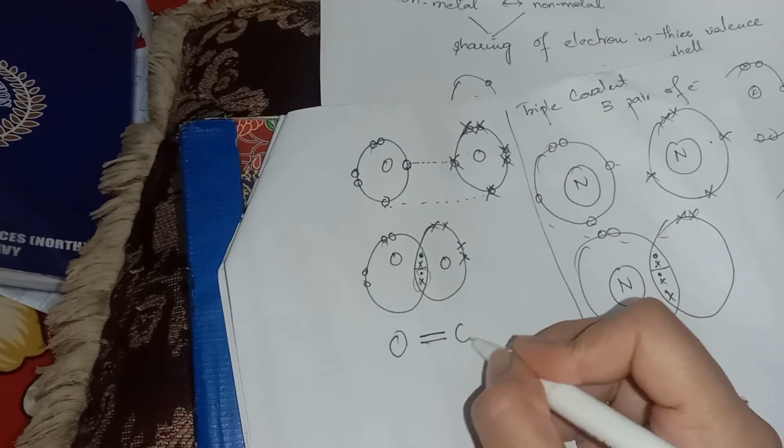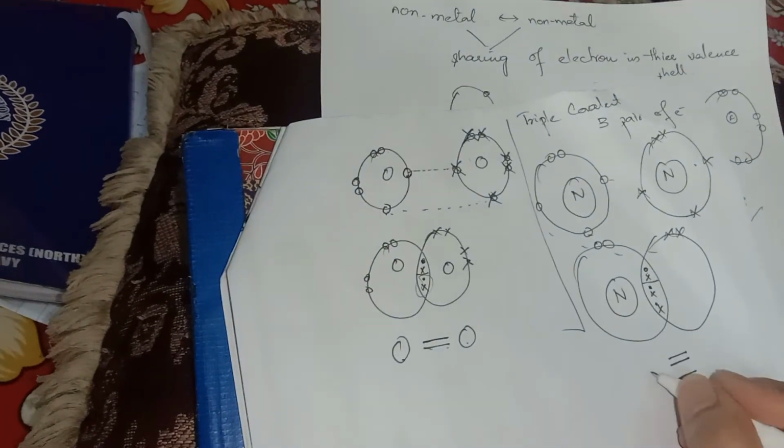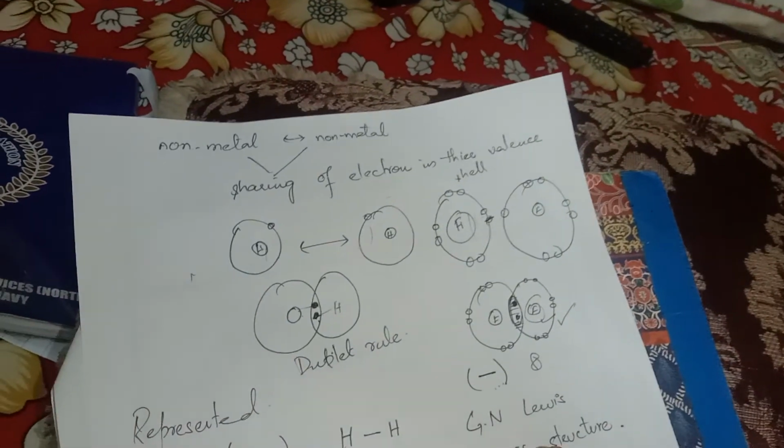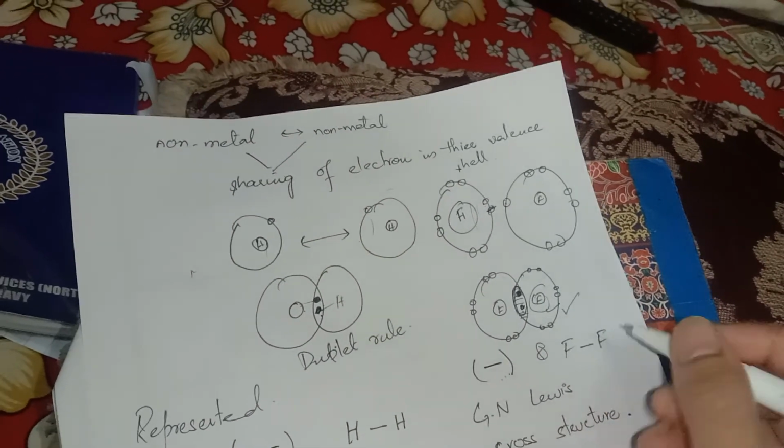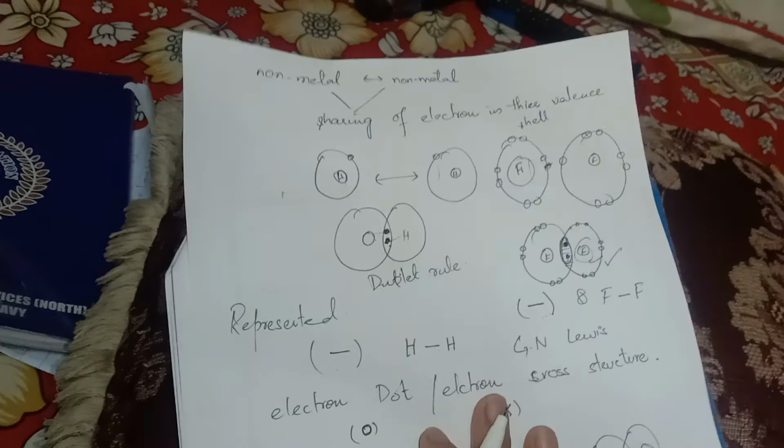And the representation is like this: O double bond O, N triple bond N, and for a single bond the representation is like that: H single bond H, F single bond F, etc. So this is all for today's topic.